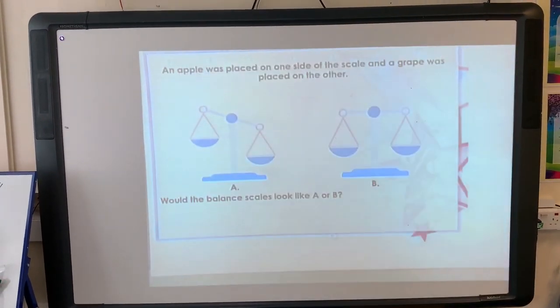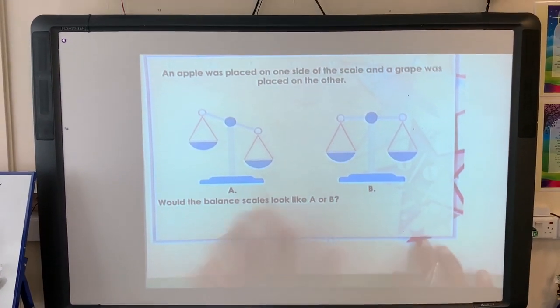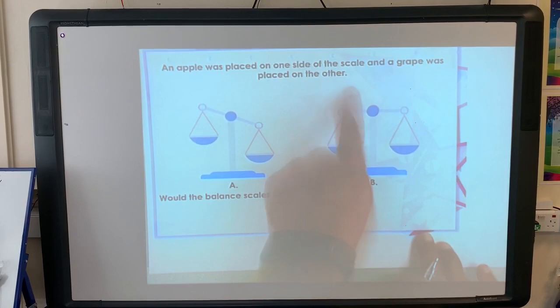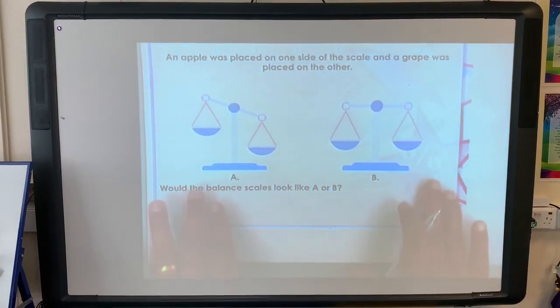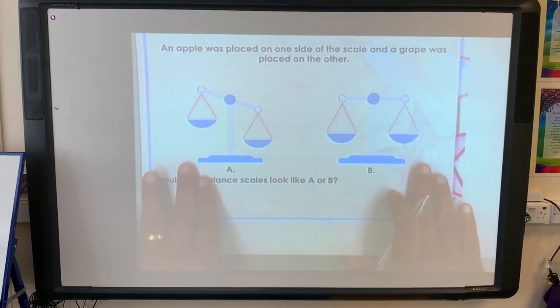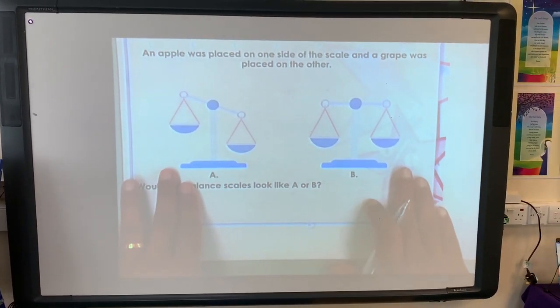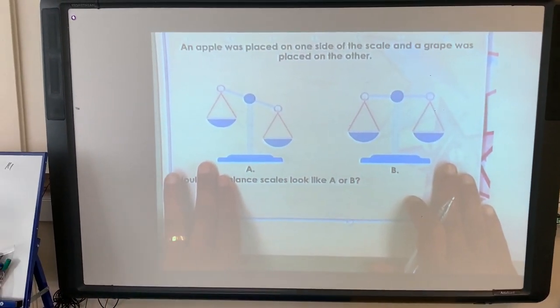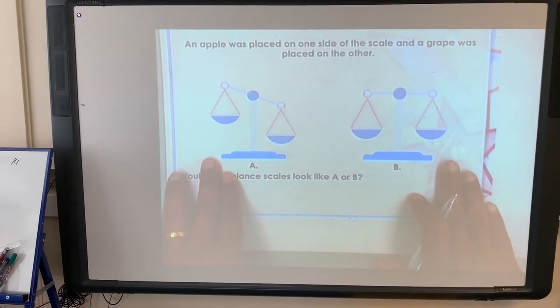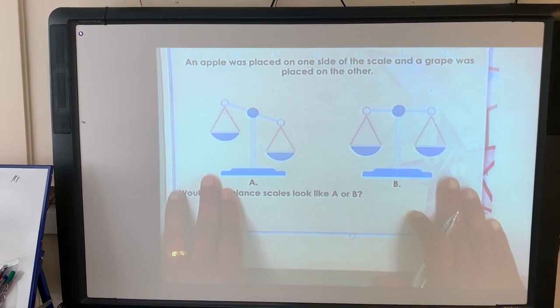Okay, let's look at this one. An apple was placed on one side of the scale and a grape was placed on the other. Okay, so they've got two balances there. This is also called a scale, balance scales. Okay, now which one is correct? An apple was placed on one side of the scale and a grape was placed on the other side. So we know that the apple would be heavier than the grapes.